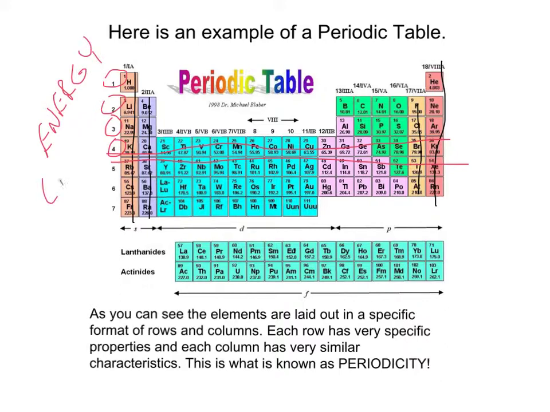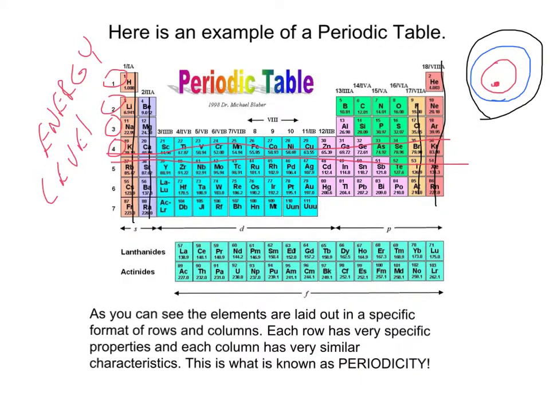And every one of those rows means there is another energy level of electrons outside of the ones that are inside. Thus, everything in row 1 has one energy level. So it would look like a nucleus here, and then one energy level of electrons. If it was in the second row, it would have two energy levels. If it was in the third row, it would have three energy levels, and so on all the way down to where the maximum amount is 7.